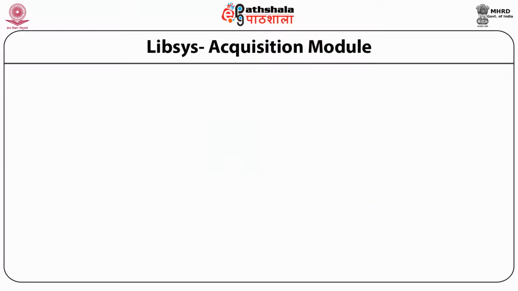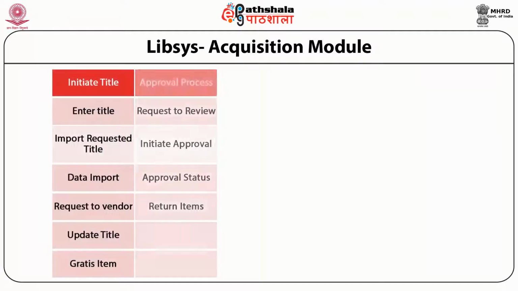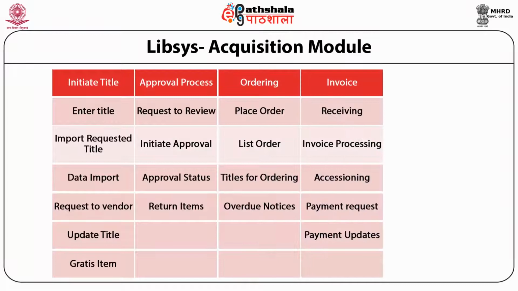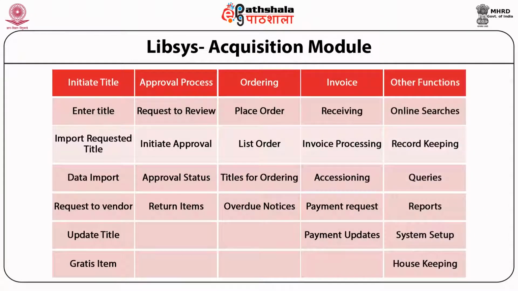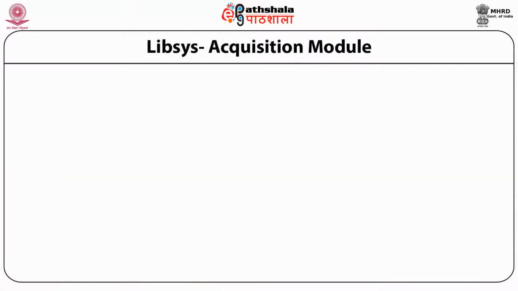The table on the screen shows the structure of the acquisition model. It has four processes: initiate title, approval process, ordering and invoicing. The other functions are common in all the modules with the respective functions. The screen shows the layout of the acquisition module.